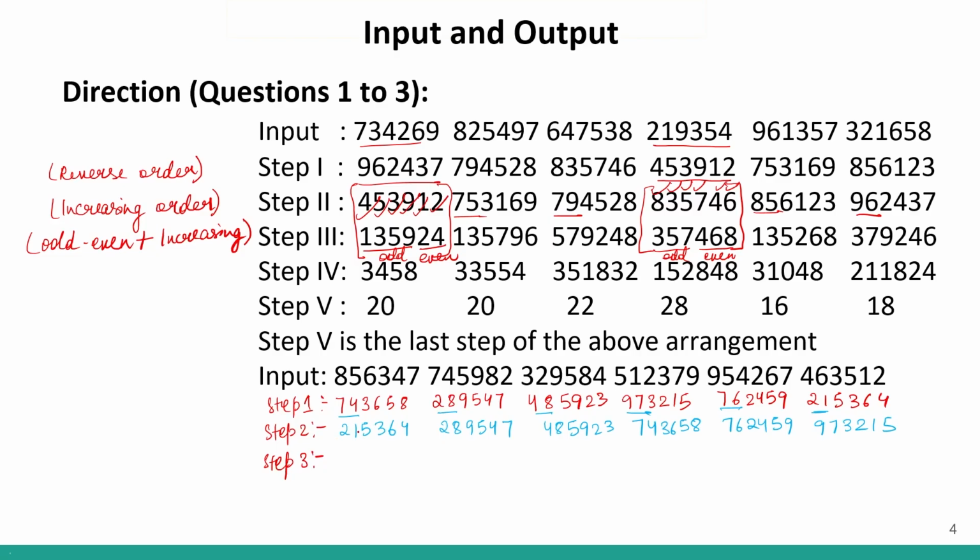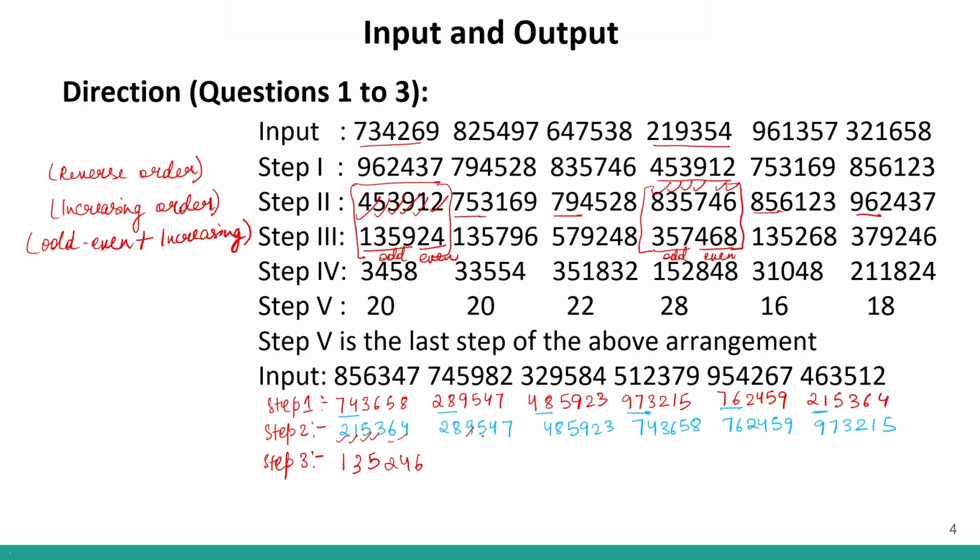So step 3 for this number, let us look at the odd numbers. We have 1, 3, 5. So it will be 1, 3, 5. Correct? This will be 1, 3, 5. And then we will have 2, 4, 6. Over here also, let us look at the odd numbers.